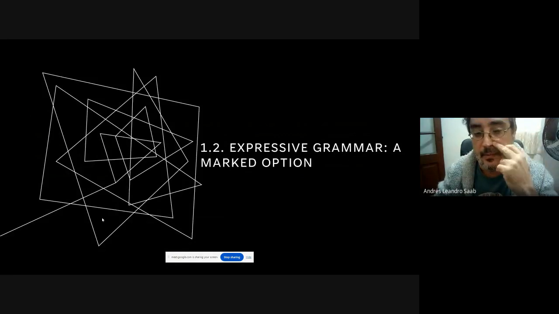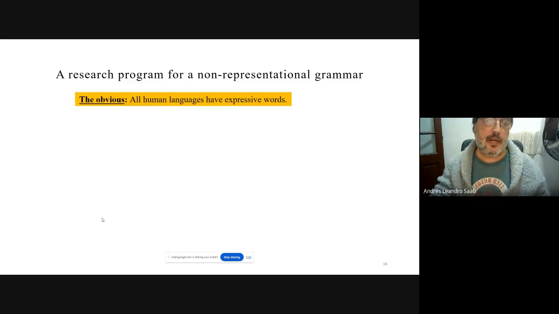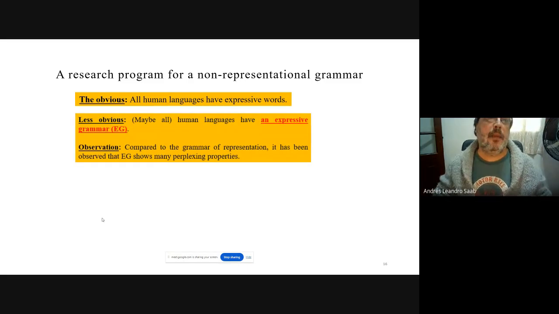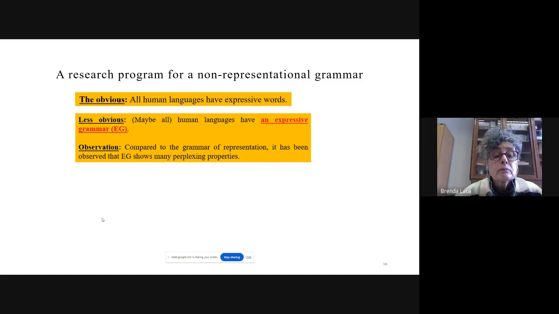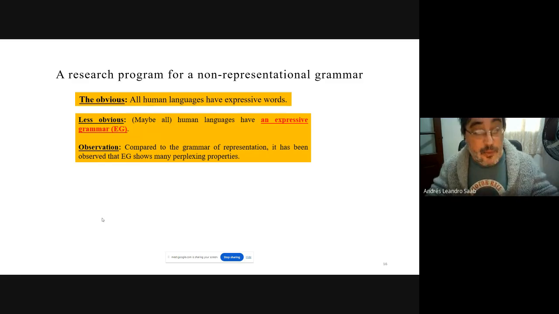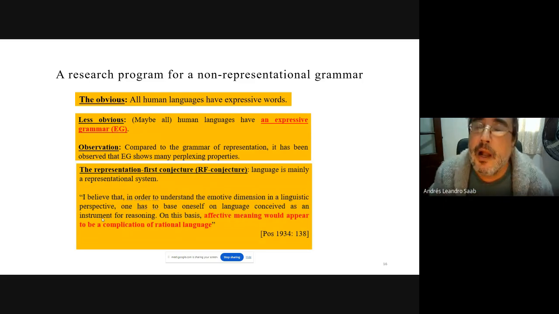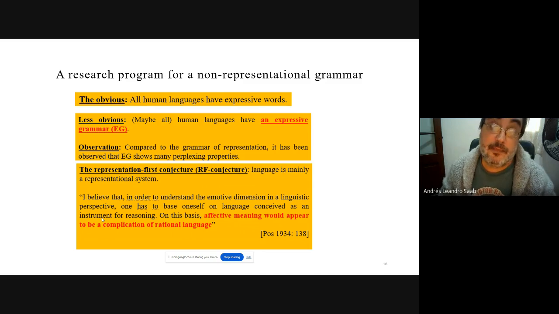Now, this is something that I think is very clear, but there is then a less obvious point, which is that maybe all human languages have an expressive grammar. And now the observation is this: compared to the grammar of representation, it has been observed that expressive grammar shows many perplexing properties. This is a very old observation. It's not new at all. One way to make sense of this observation is to assume that language is mainly a representational system.